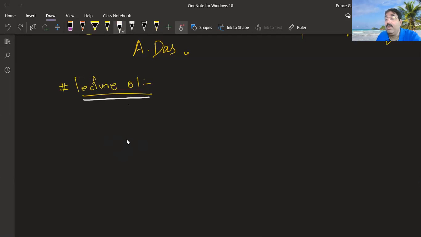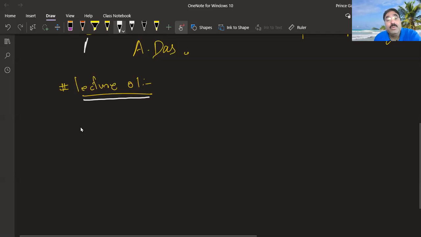We will begin with lecture 1. First of all, you must have some understanding about what we are going to do, what are the energy scales, and what are the size scales that we are dealing with. हम किस energy scale और किस size scale पे काम कर रहे हैं, वो important है.